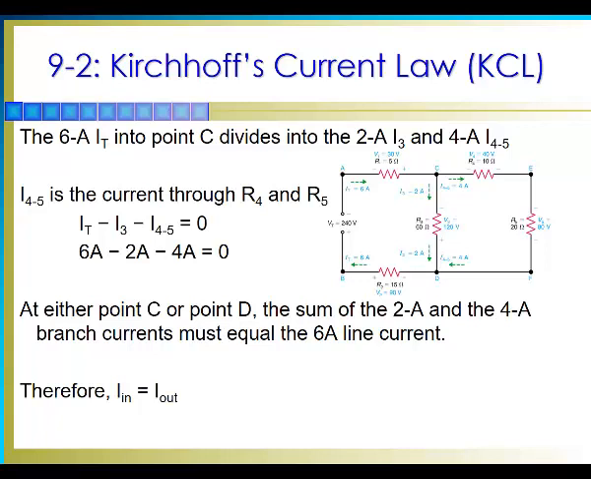So again, in this example right here, this current 4.5 is the current that leaves this node in this direction and enters this node in this direction. Notice that this is the same current that goes around this loop. Okay. So on the top we have that the total current that comes in here, the IT, minus I3 and I4.5 must equal 0.